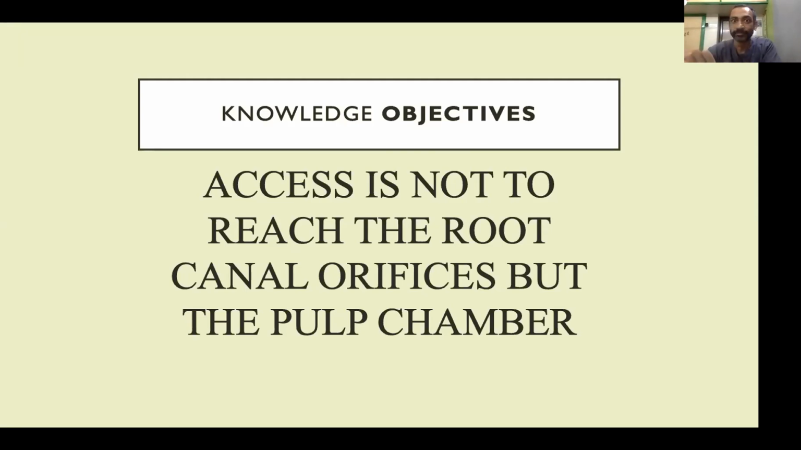Get that out of your head. Just think about it in a much simpler way. Access opening is a way for me to reach the pulp chamber. Thus, I reach the pulp chamber, I clean out the pulp chamber, and my access preparation is done. The next step of cleaning and shaping starts after that. That is where you locate the root canal orifice, and you start with coronal shaping and middle third shaping and apical shaping, whatsoever it may be. So this particular slide, please ingrain it into your heads. Access is not to reach the root canal orifices, but to reach the pulp chamber.